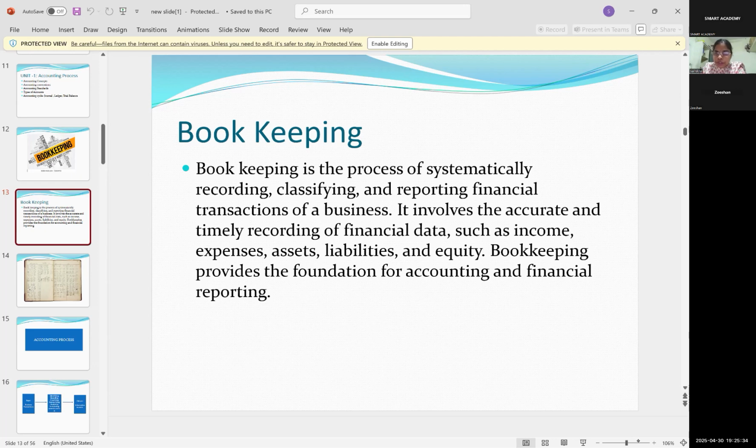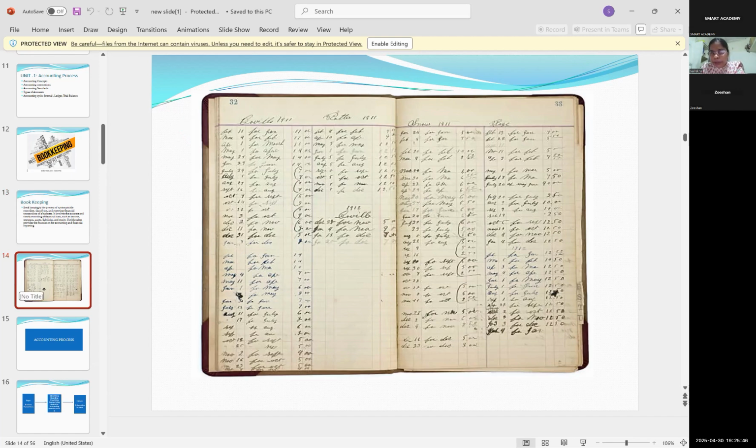And what is the advantage of maintaining a book? So that it is very easy for you to remember all financial transactions and to assess the situation of the company. Okay. Now this is the second slide. Now this is a sample. What is bookkeeping?